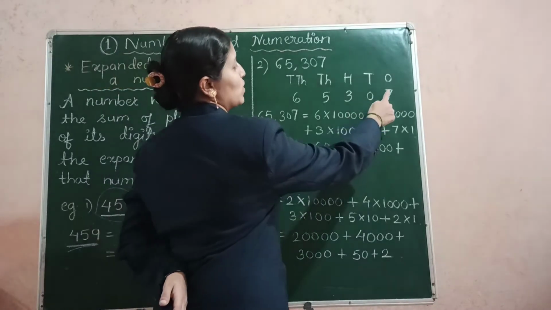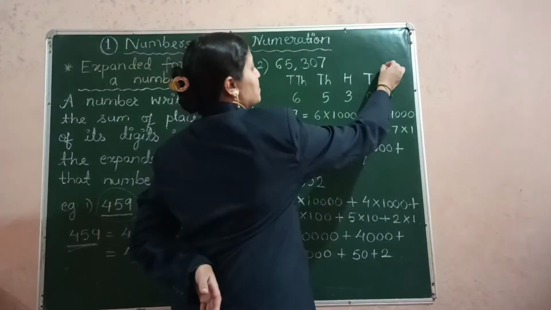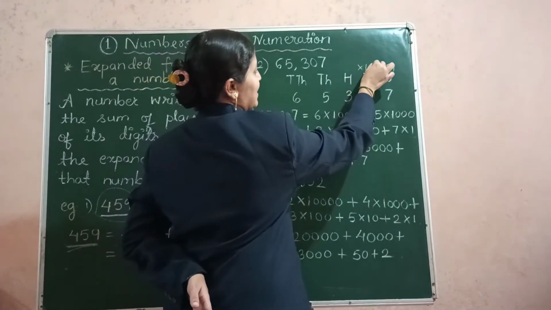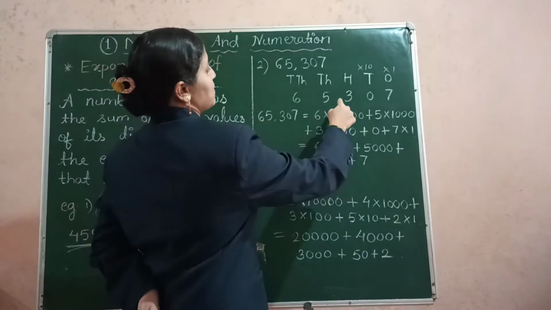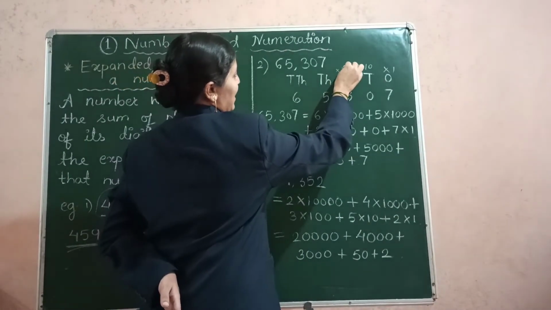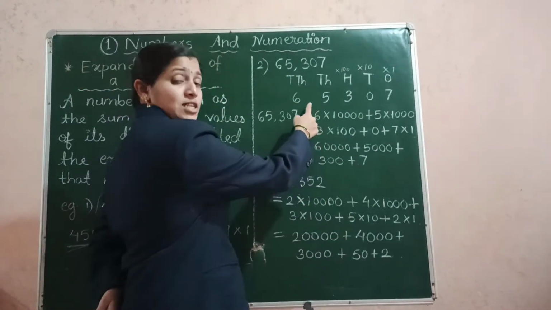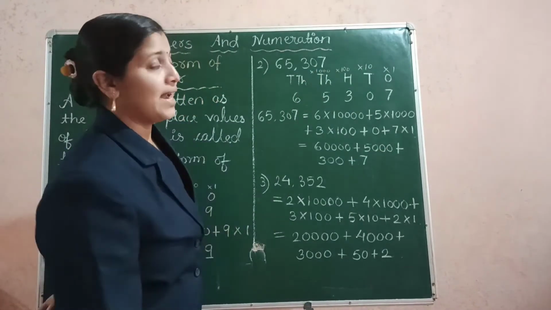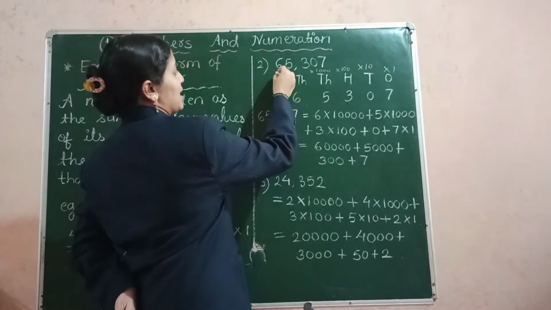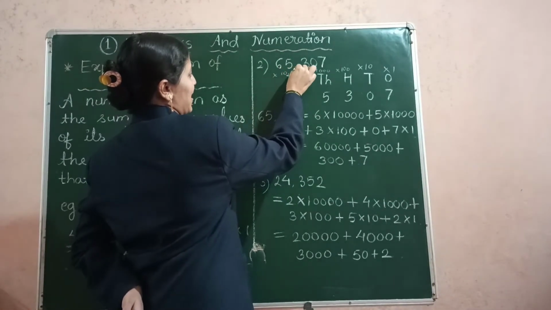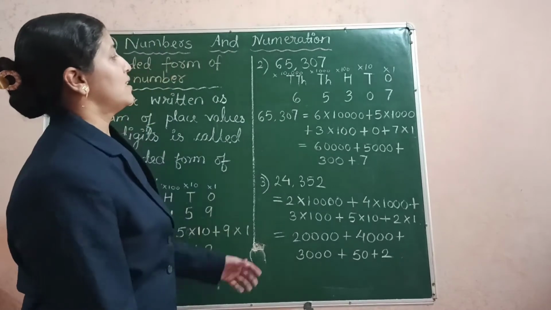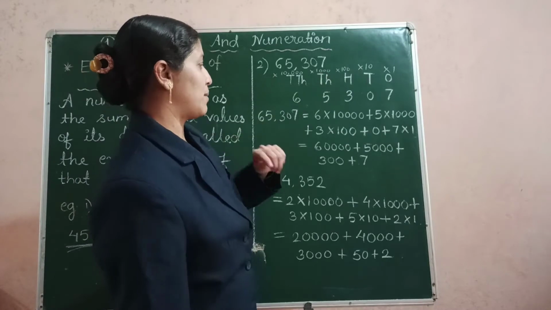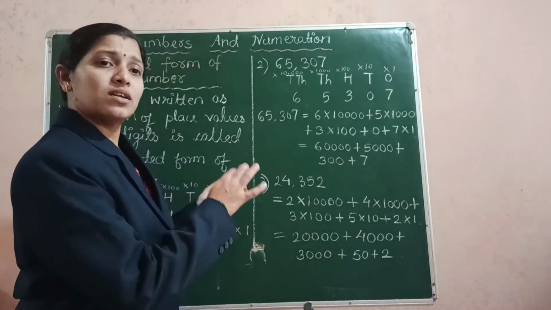So what we will do? The number which is in ones, we will multiply it with 1. The number which is in tens will be multiplied by 10. Okay. So the number which is in hundreds will be multiplied by 100. The number which is in thousands will be multiplied by 1000. And the number which is in 10,000's place will be multiplied by 10,000. Now, since we are beginning to learn this, you can do this each time. But once you get practice, you can do it directly.